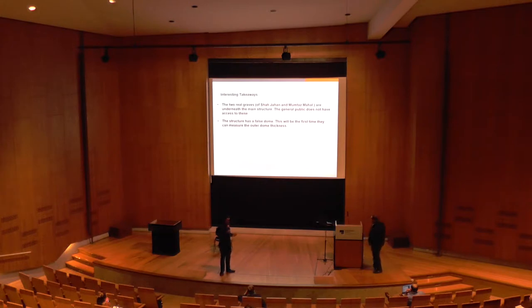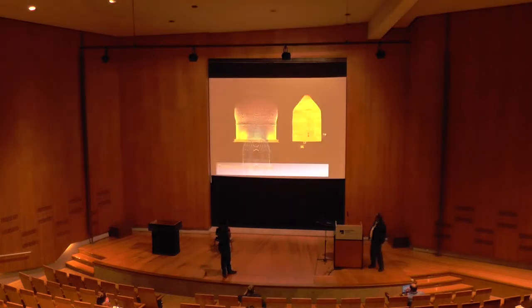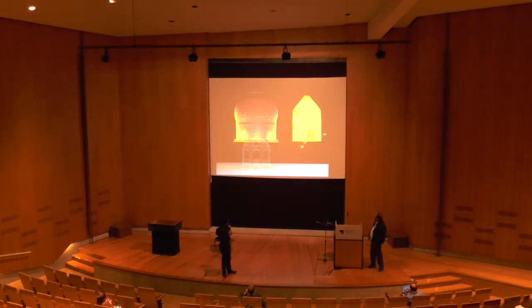And the other interesting takeaway is that some of you might be familiar with sacred geometry. The Taj Mahal follows the golden rectangle rule very precisely, and the Fibonacci ratio as well. So this shows the dome and the false dome.